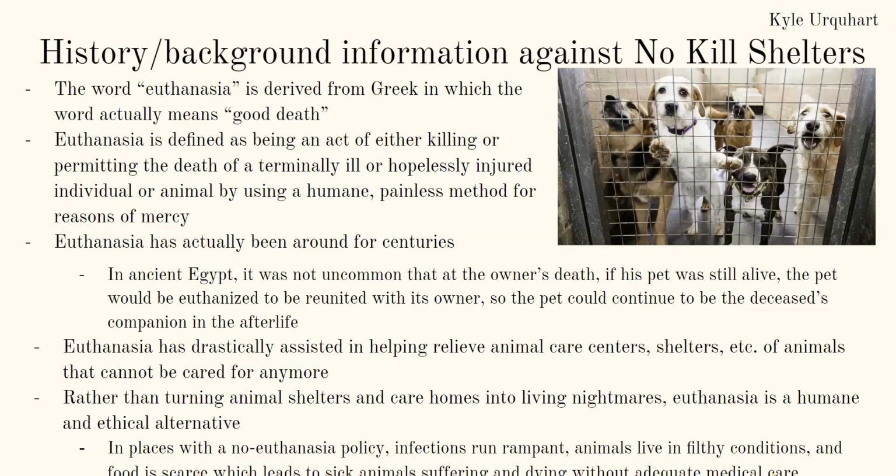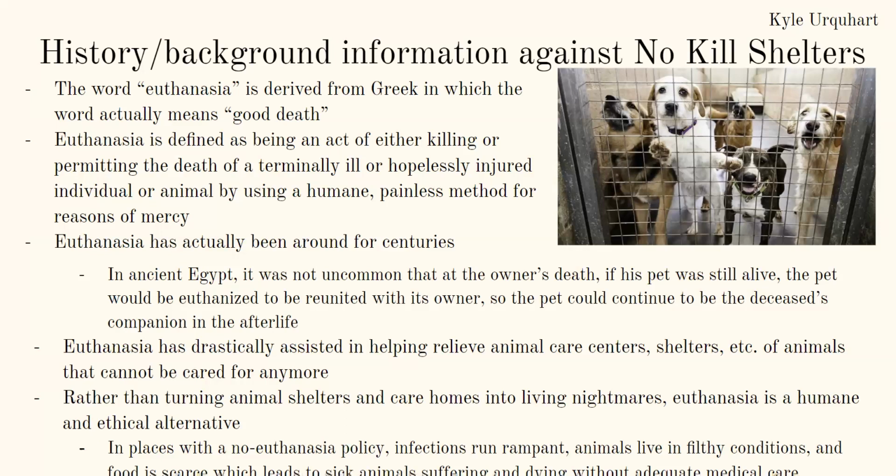In ancient Egypt, it was not uncommon that at the owner's death, if his pet was still alive, the pet would be euthanized to be reunited with its owner. This was so the pet could continue to be the deceased's companion in the afterlife. Euthanasia has drastically helped relieve animal care centers, shelters, and others of animals that cannot be cared for anymore. Rather than turning animal shelters and care homes into living nightmares, euthanasia is a humane and ethical alternative.